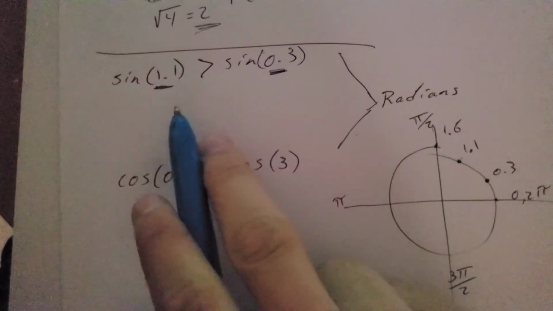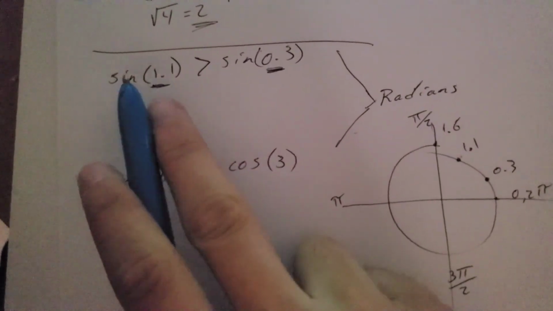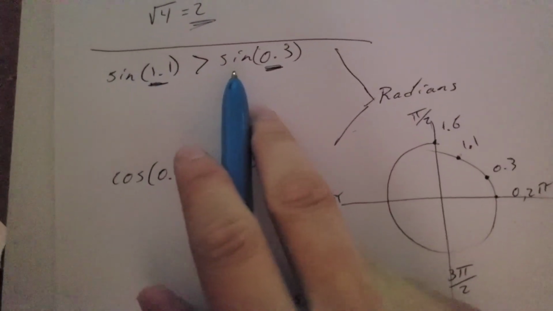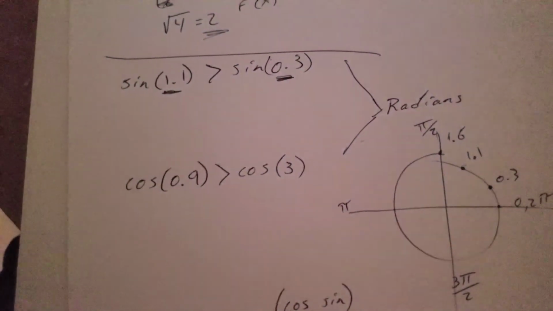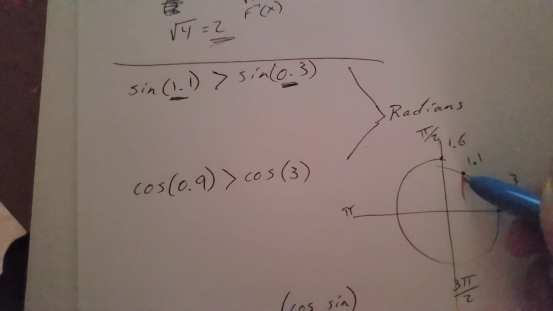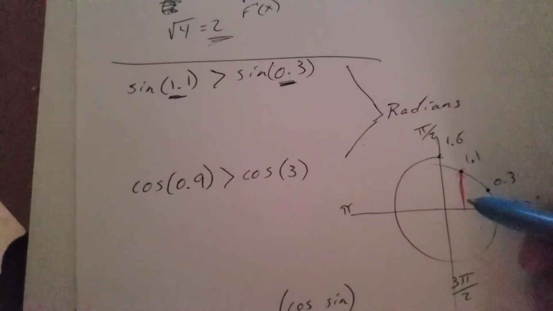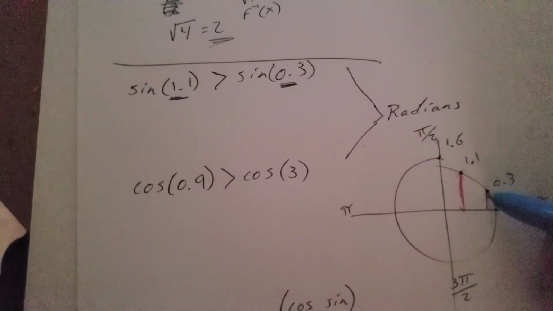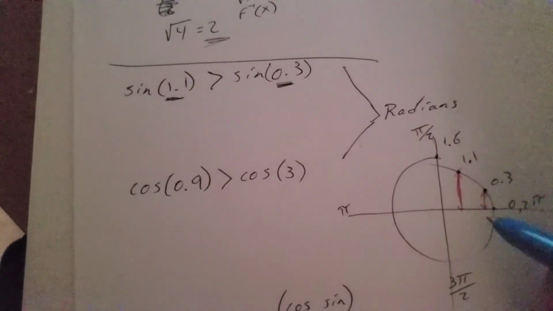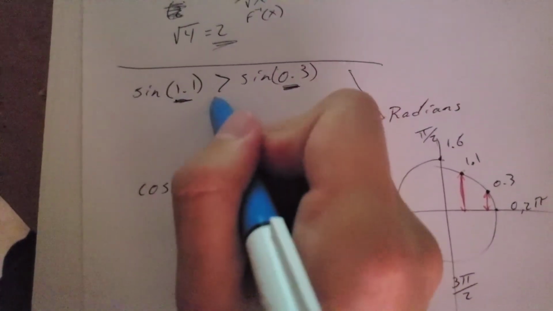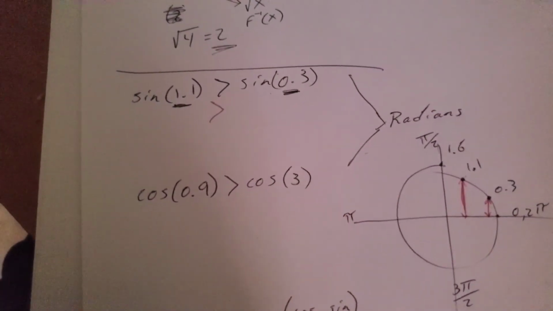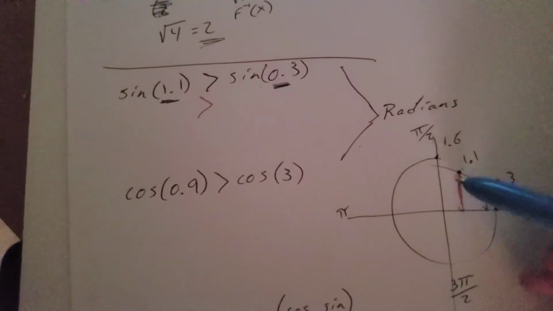And now sine is a y value. This is a y value, this is a y value. So which one's higher? Well, this one goes more up than this one. So that's why this one is bigger than this one, because this one has a bigger y value.